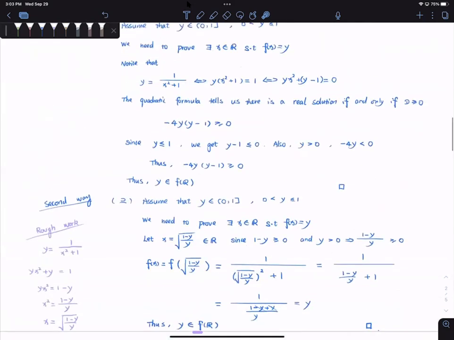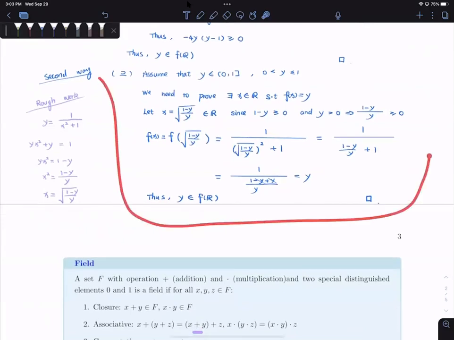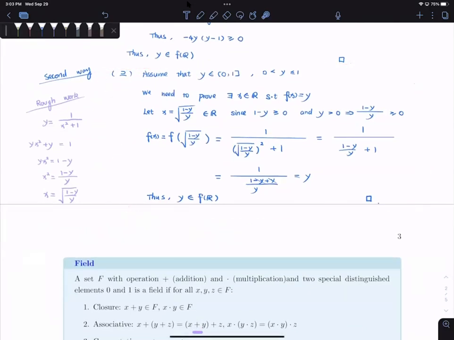So there are two ways. Personally, I love this way. I barely use the quadratic formula, but it's really up to you whichever way you want to do. Okay? Any question? Question? Going once?